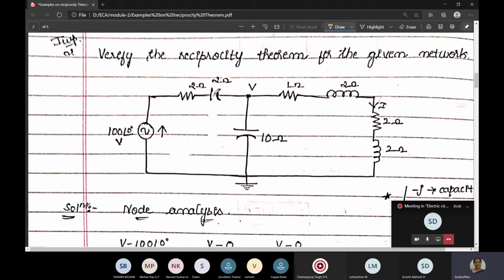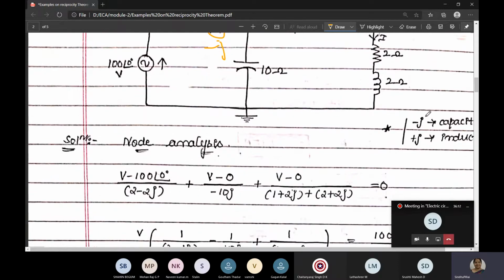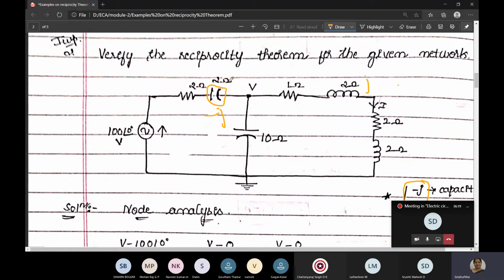We can't take this directly because capacitance should be written in terms of minus j, and inductance should be written in terms of plus j. Minus j represents capacitance and plus j represents inductance. So it is not 2 ohm; when you use it, it will be minus 2j. You have to remember that minus 2j, and this will be plus 2j. This inductor also will be plus 2j, and this capacitor will be minus 10j. Whenever they give it like this, you have to convert them into j terms and then solve the problem.